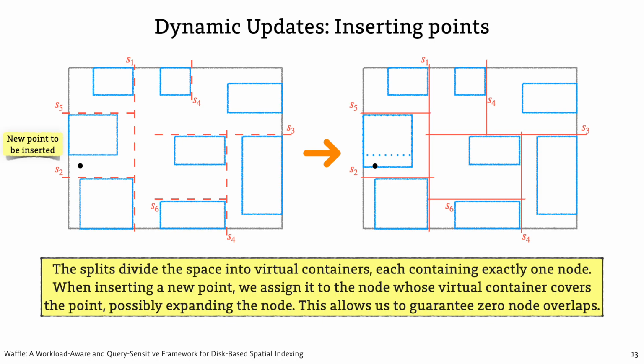First, we see how Waffle selects data nodes when inserting points. As discussed before, the splits create virtual containers for each node to expand into. So when inserting a new point, we select the node whose virtual container covers the point, possibly expanding the node within the constraints of the container. And this allows us to guarantee zero node overlaps.